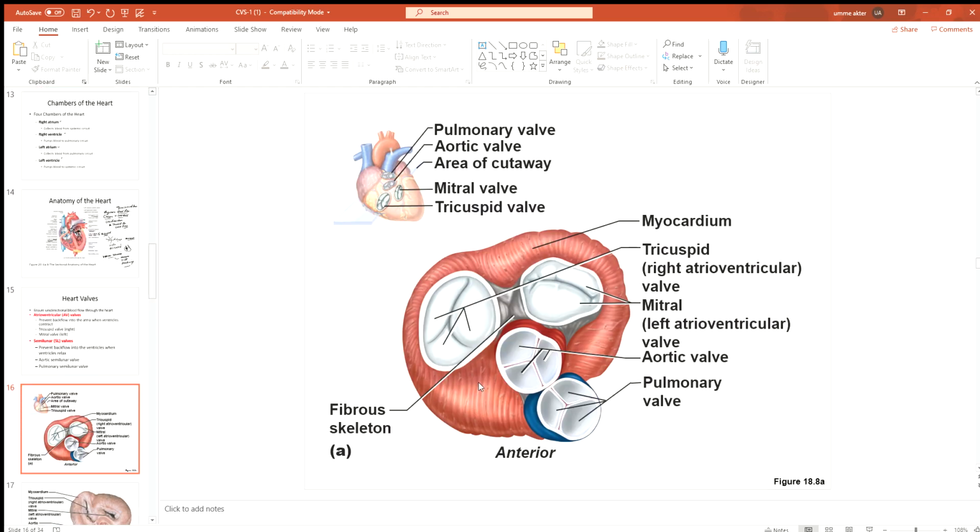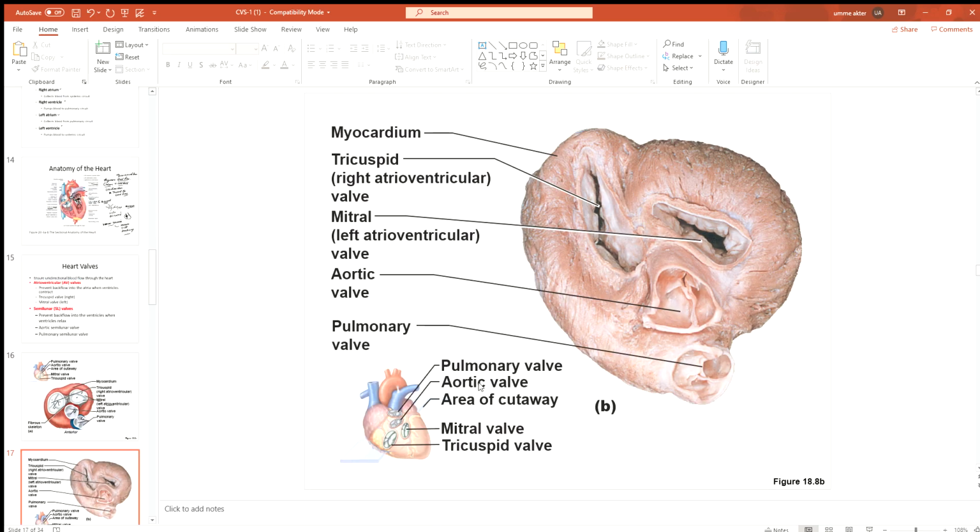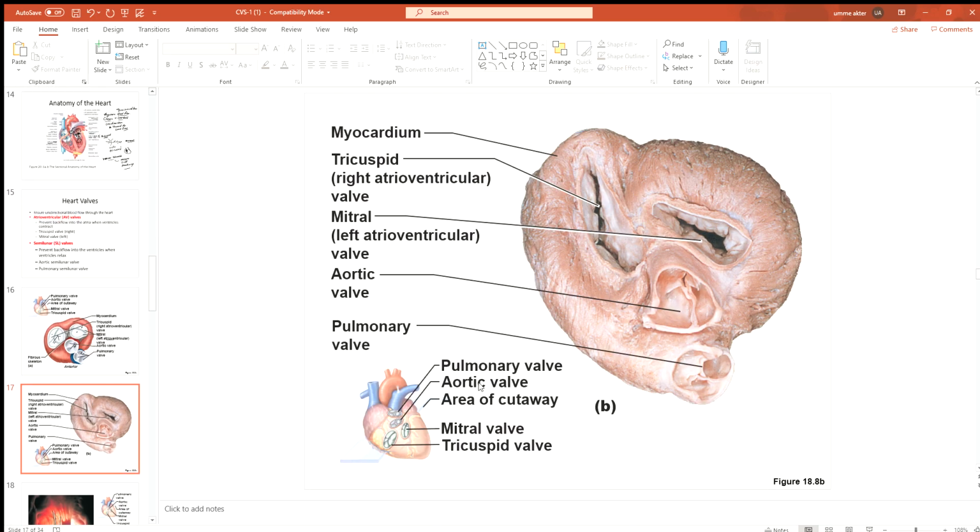Here you see two semilunar valves. These are semilunar valves, aortic and pulmonary, and this is tricuspid. You see 1, 2, 3. So this is right AV, and this is bicuspid or mitral, left AV valve. Here in a real cross section of the heart, you can see all those four valves.